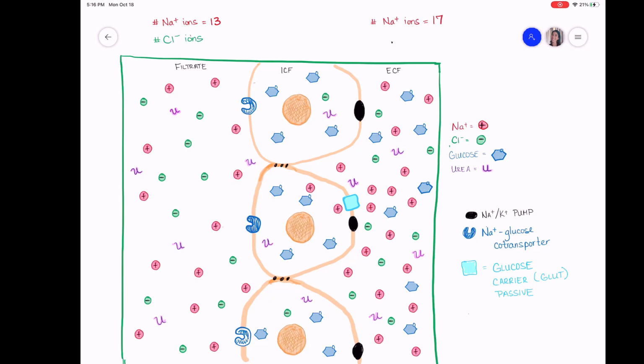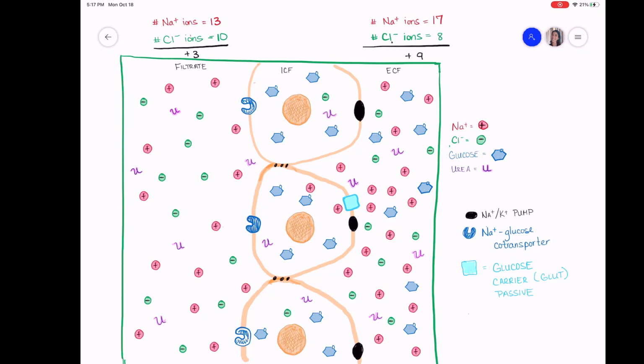Chloride ions, however, have yet to move. So when we take a look at the chloride ions, there's still a little bit more in the filtrate than the extracellular fluid. But what's particularly interesting is the difference in charge. This extracellular fluid now has a more positive charge than the filtrate does. And what's attracted to positive charge? Negative charge. So what that means is that there is an electrical gradient for chloride at this point.